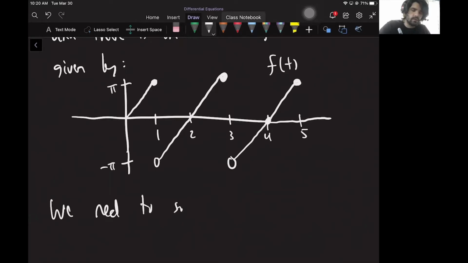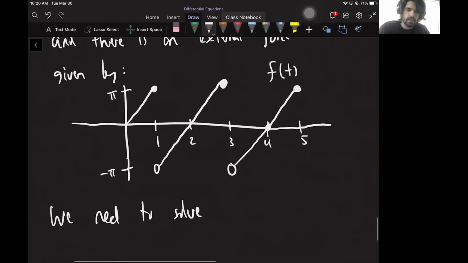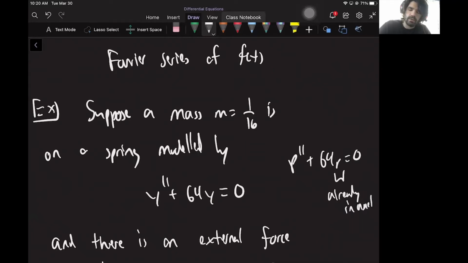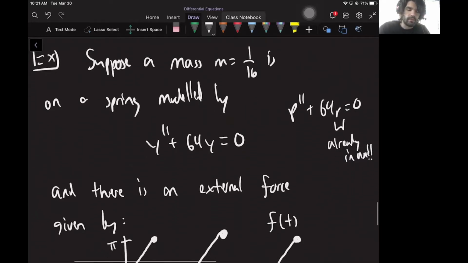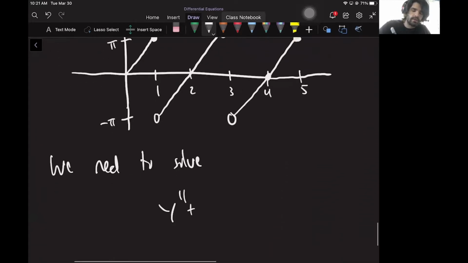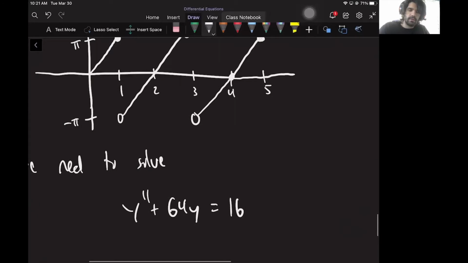Oh, by the way, I changed something. Normally when I do spring problems, I do p double prime plus, I would do this. Why did I change it this time? It's because we keep using p for something else, so I don't want to mix it up. So this time we're using y's. Okay, anyway. All right, so we need to solve y double prime plus 64y equals, you have to divide by the mass. That's why I put that 1/16 there, because this will just look nicer.